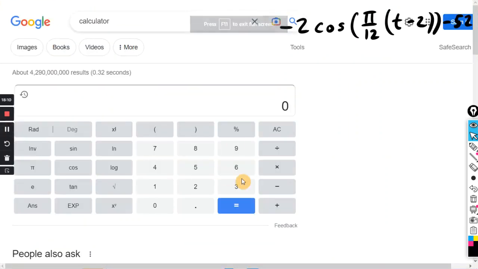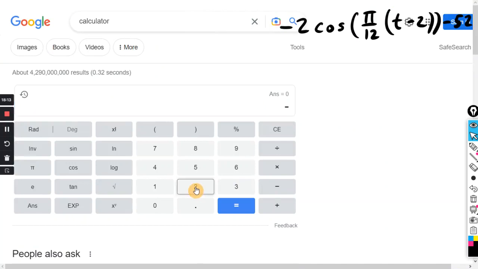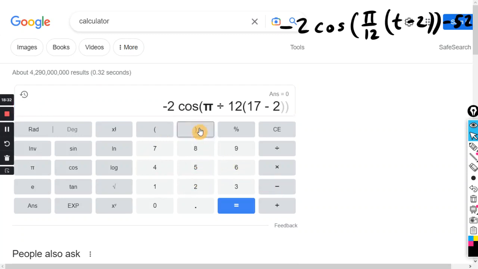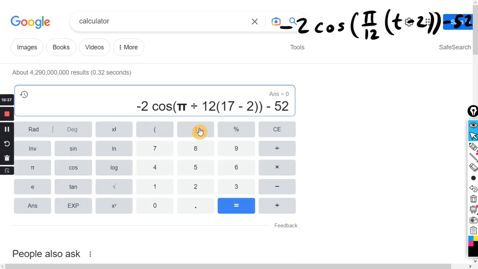All right, I suggest you use your own calculator, but we're going to do -2 cosine pi over 12. Let's see. Pi divided by 12, parentheses again, t minus 2, so it's going to be 17 minus 2. Close parentheses, minus 52. Okay, and make sure radians is bold-faced or highlighted. So -2 cosine pi over 12, t minus 2 minus 52.